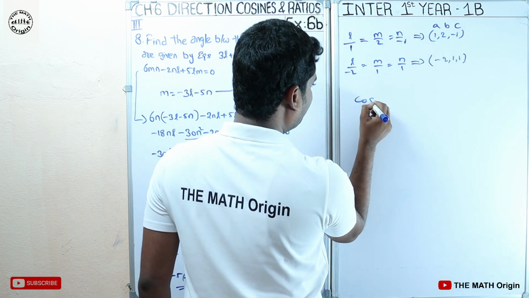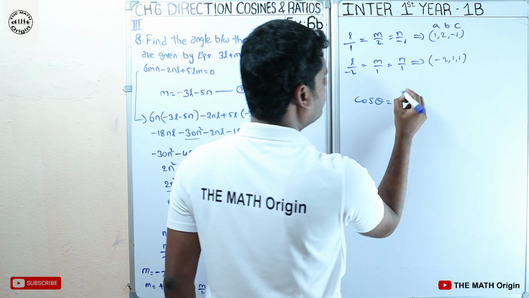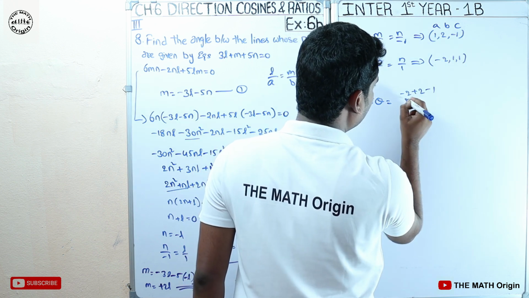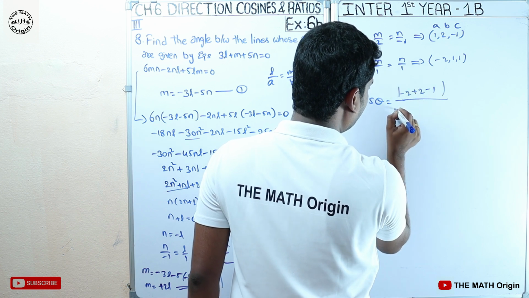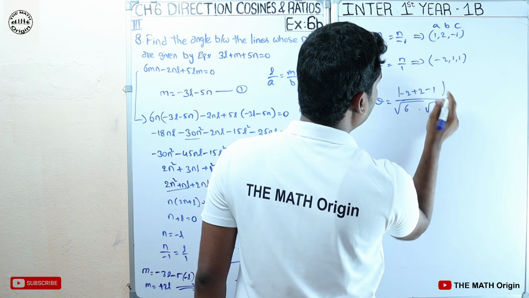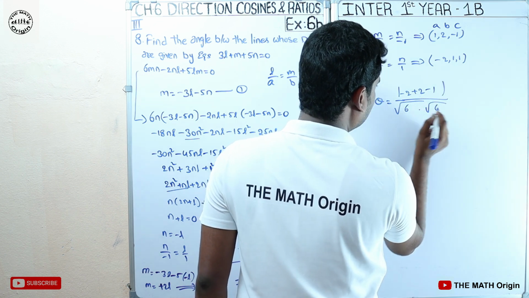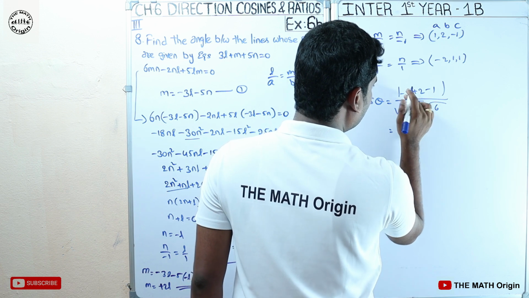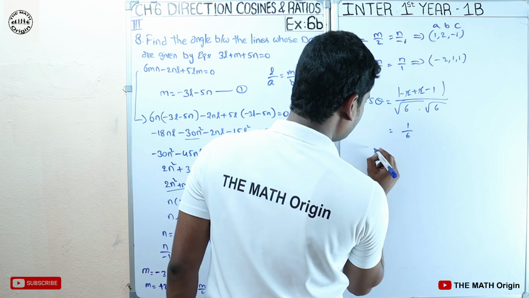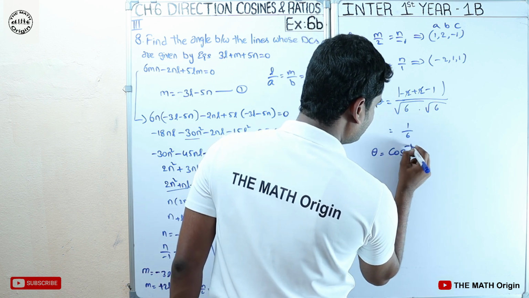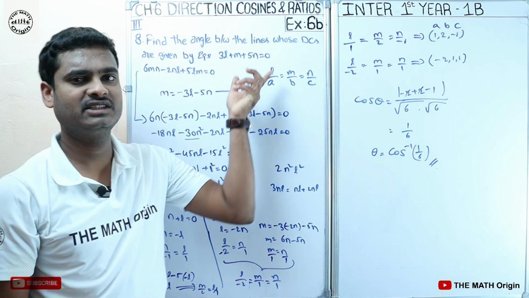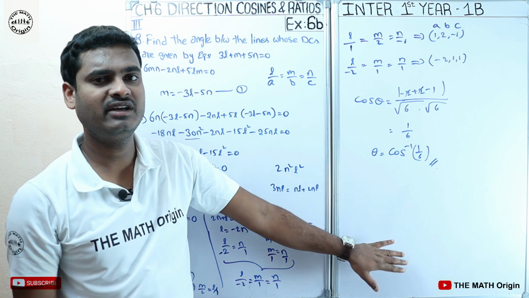Okay, now cos theta is equals to a1a2, minus 2 into 1 plus 2 into 1 plus minus 1 into 1, mod, divided by root of 1 plus 4 plus 1, root 6, into root of 4 plus 1 plus 1, root 6. Therefore that is equals to minus 2 plus 2 cancel, 1 by 6, root 6 into root 6, 6. Therefore theta is equals to cos inverse 1 by 6, is the angle between the given two direction cosines. Okay, here ends our 8th problem.